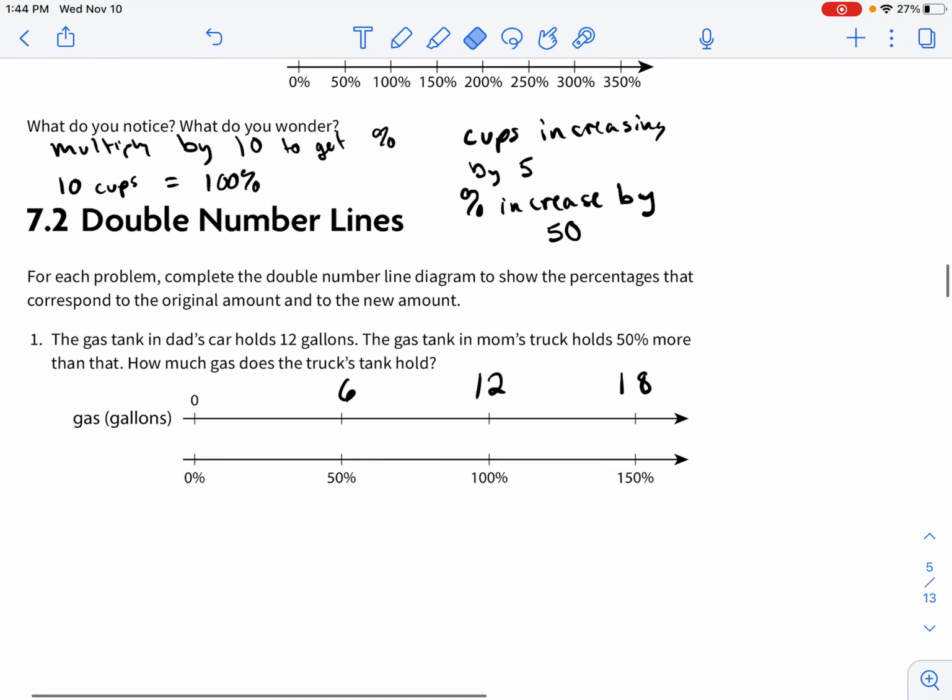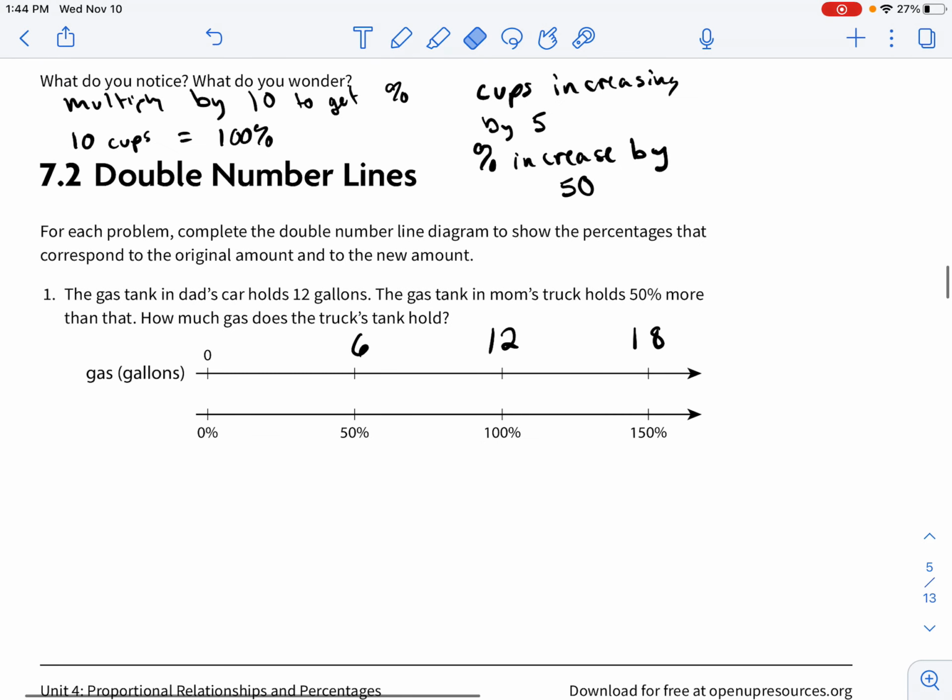Okay, so how we use these double number lines. Here it says for each problem, complete the double number line diagram to show the percentage that corresponds to the original amount and to the new amount. It says a gas tank in Dad's car holds 12 gallons. The tank in Mom's car holds 50% more. How much gas does the tank hold?